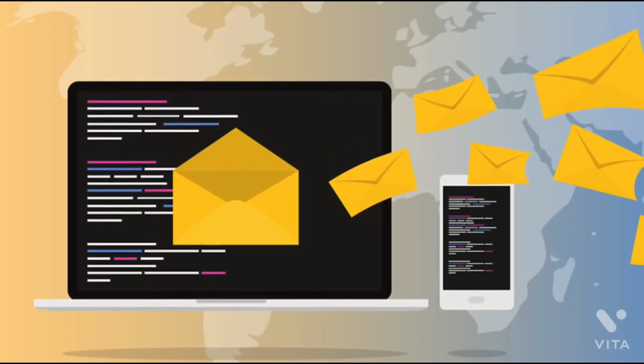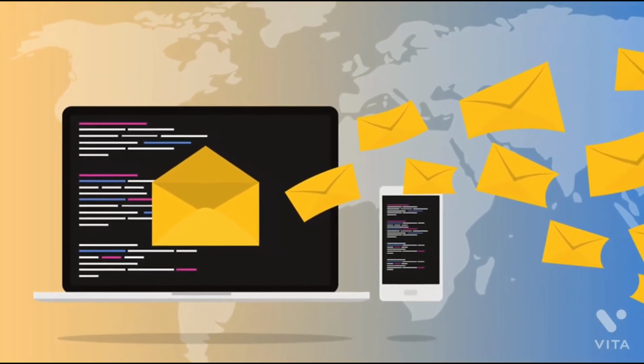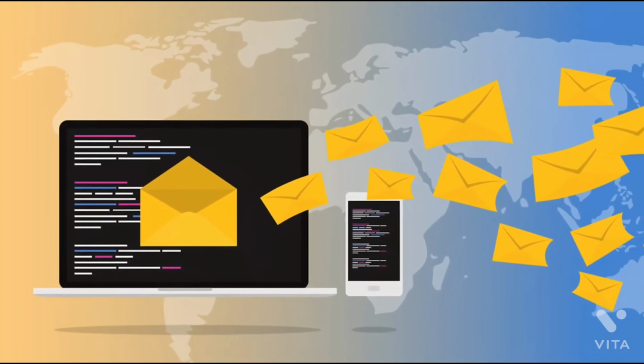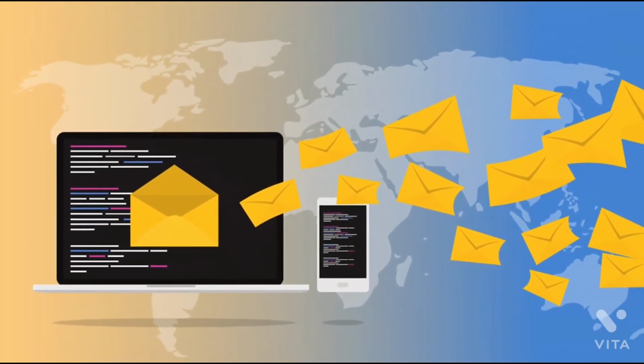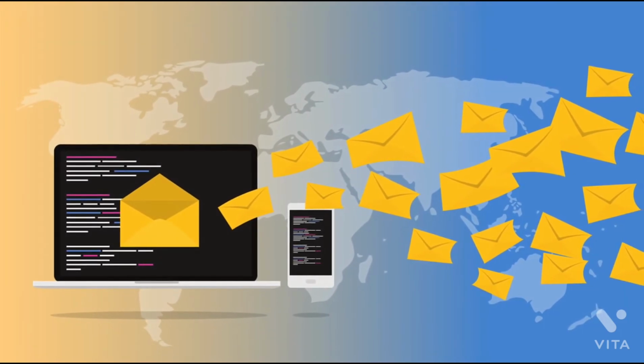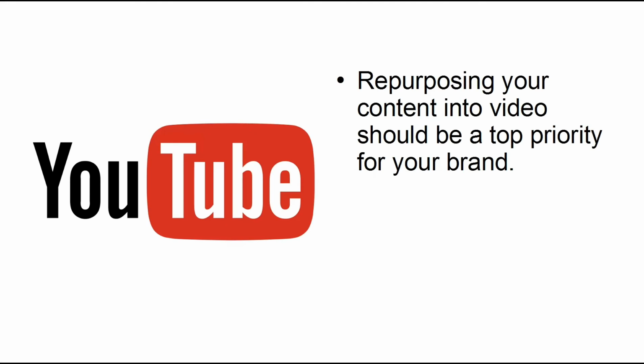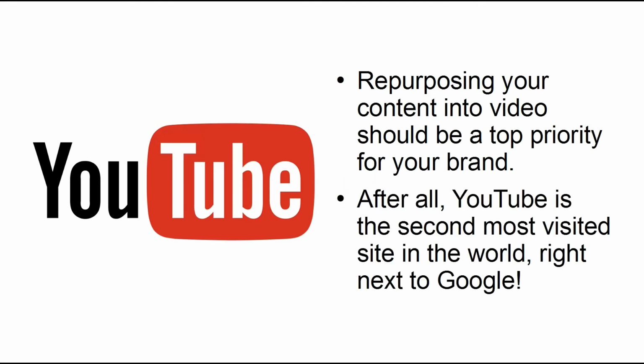Number 1, email. If you're not capturing leads on your site, then you need to start now. If you've got an email list, you can easily send them an email anytime you've got new content up. You can drive people back to your site, and you can monetize your list anytime you want to. Number 2, YouTube. Repurposing your content into video should be a top priority for your brand. After all, YouTube is the second most visited site in the world, right next to Google.